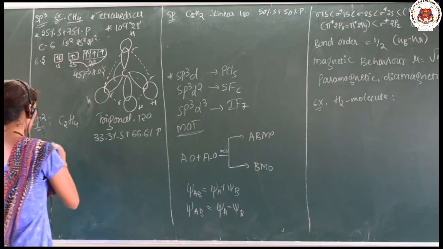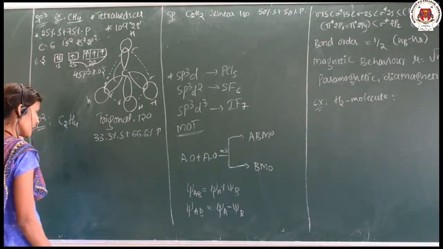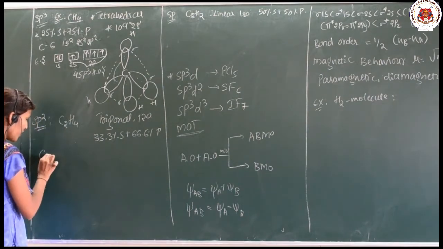So, let us go for sp2 hybridization. Here, for sp2 hybridization, ethene is the example. As I said, in the carbon, similar.